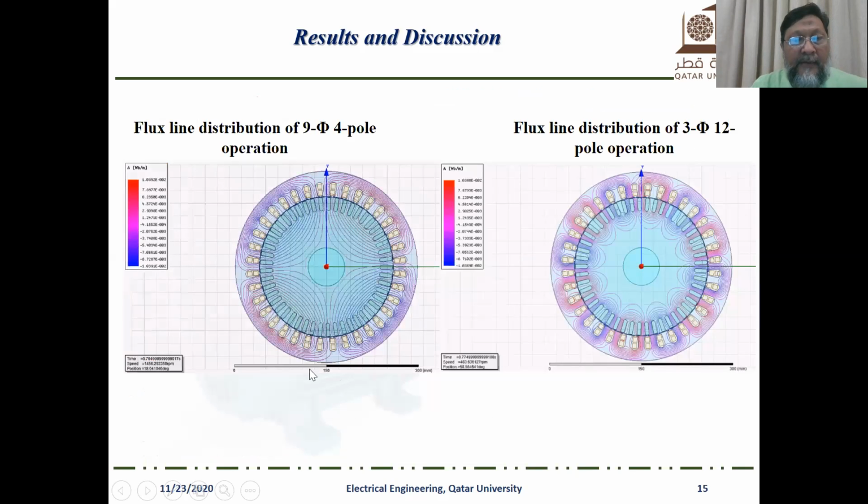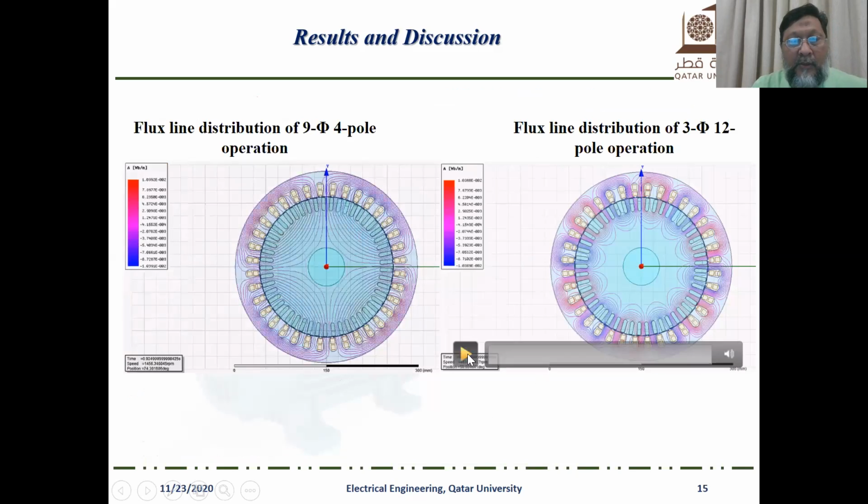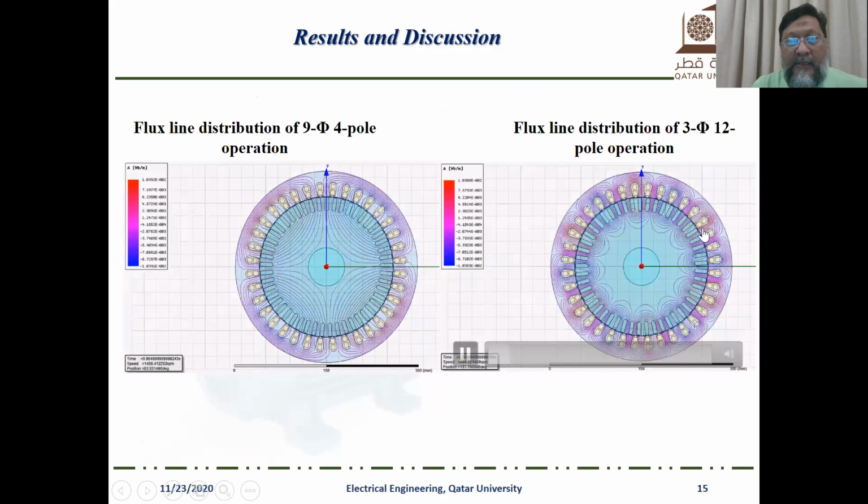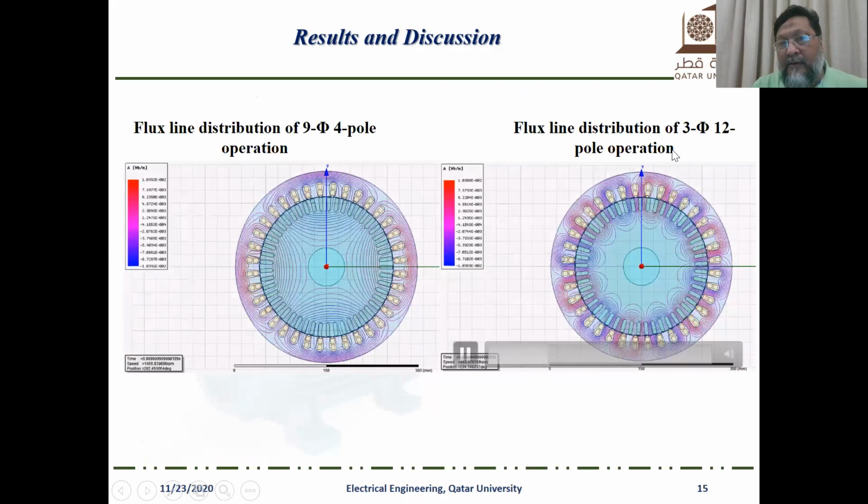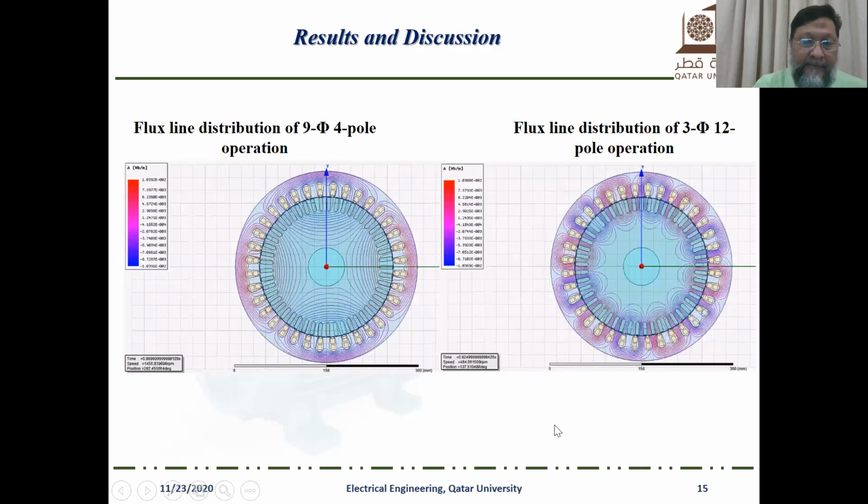This is the animation for the flux line distribution when operating as a 9-phase 4-pole mode. And this is the flux line distribution for 3-phase 12-pole operation.